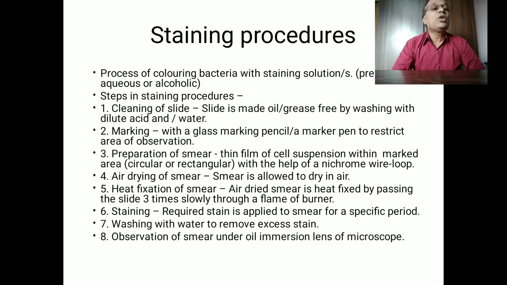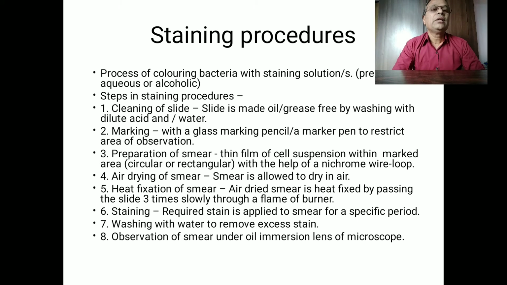A positive staining will mean that the cells are getting colored or stained and the background is remaining colorless. So this is totally opposite to negative staining. In negative staining, cells are colorless and the background is stained. In positive staining, cells are colored and the background is colorless. We will see what are different steps in the positive staining procedures.